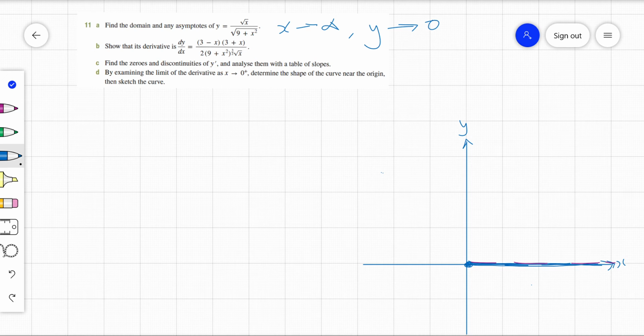so show that its derivative. Alright, let's do its derivative. So if we go to y, they've both got square roots, so you could get ready in index form to do calculus.